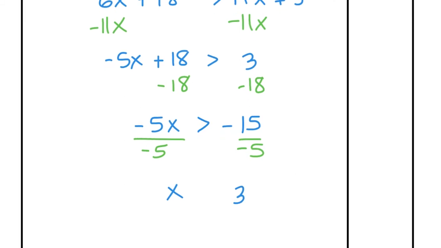But just be very careful here. This is one of those instances where you're dividing by a negative number. So that means that the symbol in the middle is going to flip the other way around. X is less than 3.